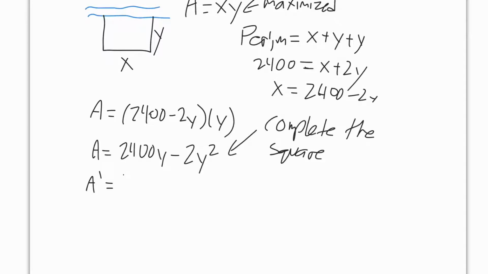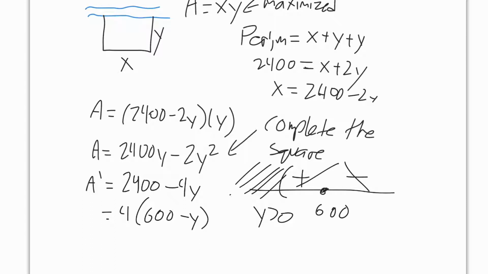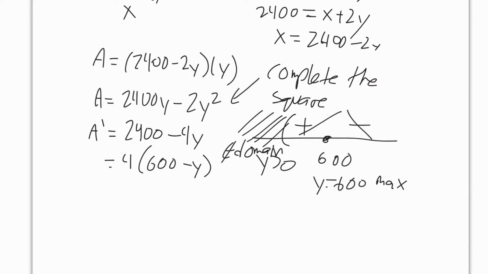So A prime will be equal to 2,400 minus 4y. We could factor out a 4, and we'll get 600 minus y. Quick sign diagram over to the left. 600, negative, positive, increasing, decreasing. We should probably add that domain. y must be positive, so all this gets crossed out because it's not in the domain. Very clearly, we get y equal to 600 is our max. And to find the dimensions of the field, we just need to plug that in for x.